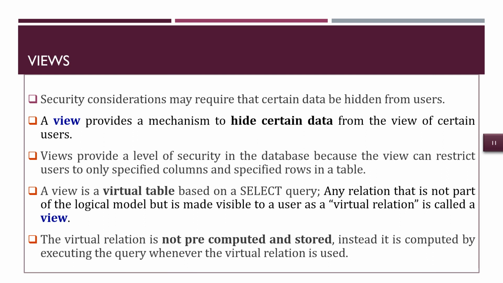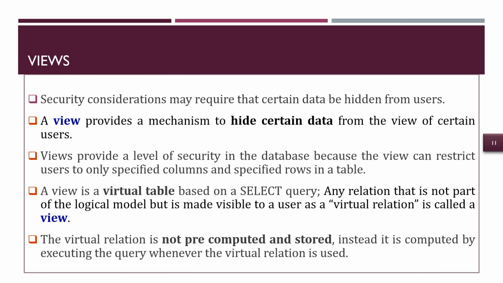The security considerations may require that certain data need to be hidden from certain users. So a view provides a mechanism to hide certain data from the view of certain users. It provides a level of security in the database because a view can restrict users to only some specified columns and rows of a table. So a view is nothing but a virtual table created based on a select query.